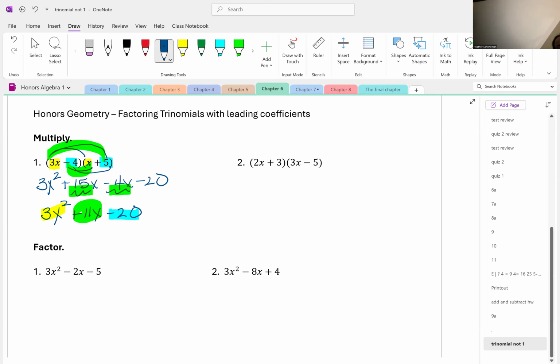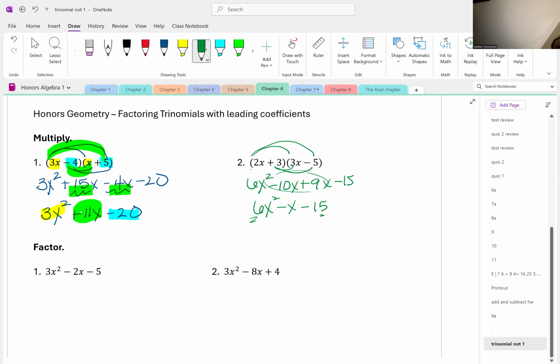So on this one, if I multiply this, I get 2x times 3x, which is 6x squared, minus 10x plus 9x minus 15. So that gives me 6x squared minus x minus 15. So this 6 was a combination of the 2 and the 3 together, right? And the 15 was the 3 and the negative 5. And then the middle one is a combination. So keeping that in mind.